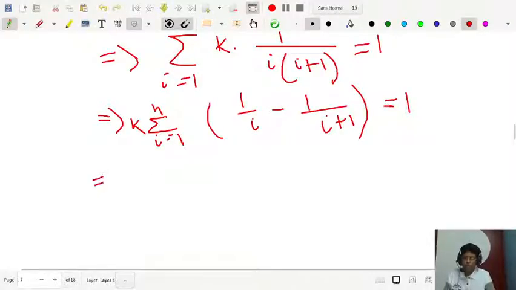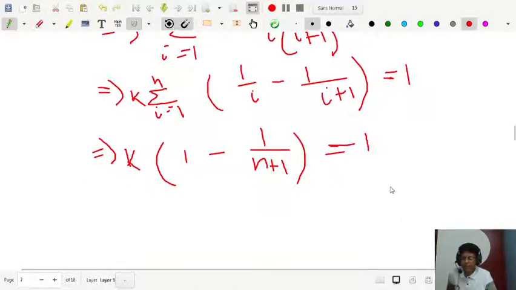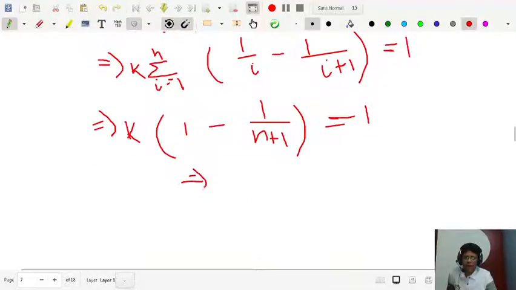So this is equal to k into, if you take the summation, alternative terms will be cancelled and you are left with 1 minus 1 by n plus 1. Because look at that: for i equal to 1 it is 1 minus half, for i equal to 2 it will be half minus 1/3, and so on. So the alternating plus and minus signs are cancelled and you are left with 1 minus 1 by n plus 1, equal to 1. From this you can calculate the value of k, and the value of k will be n plus 1 by n. This is the value of k.